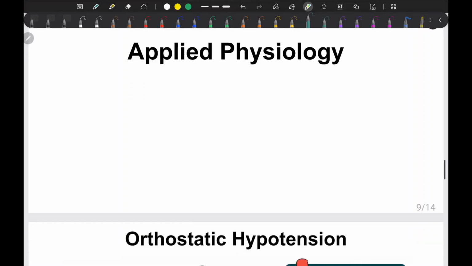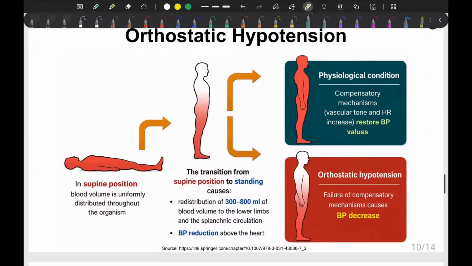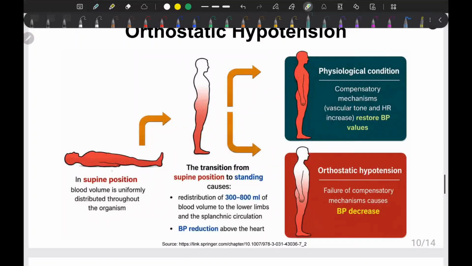First is orthostatic hypotension. From the supine position, whenever you transition to a standing position, there will be a redistribution, or I can say venous pooling, of the blood in your lower limb. Approximately 300 to 800 ml of blood will be collected in your lower limb. It's called blood redistribution, or venous pooling. Now what will happen if there is venous pooling in your lower limb? The venous return to the heart will be decreased.